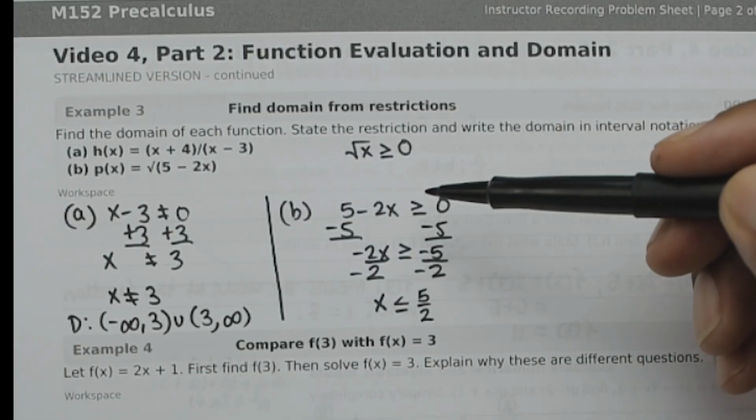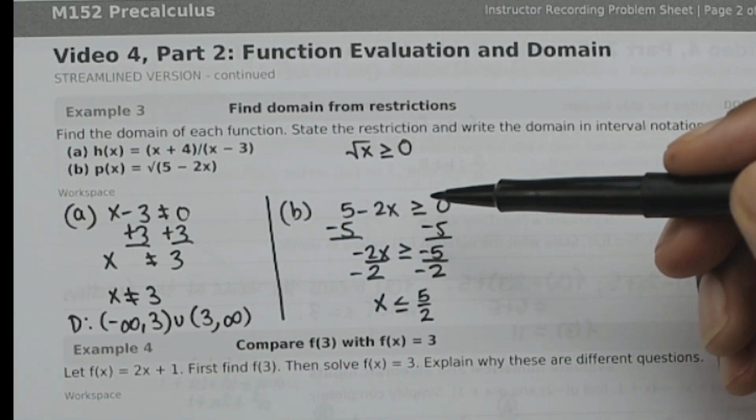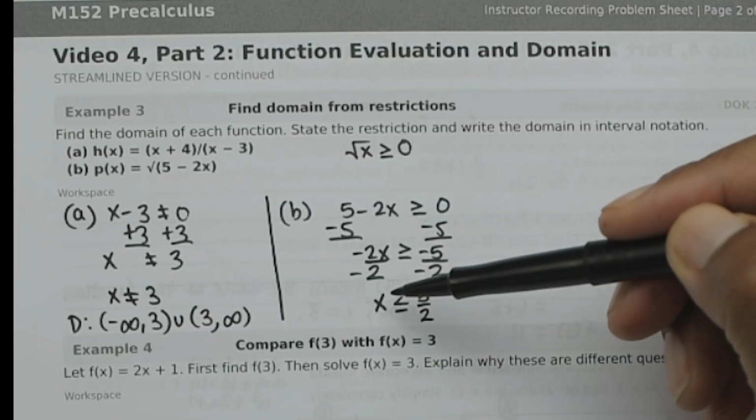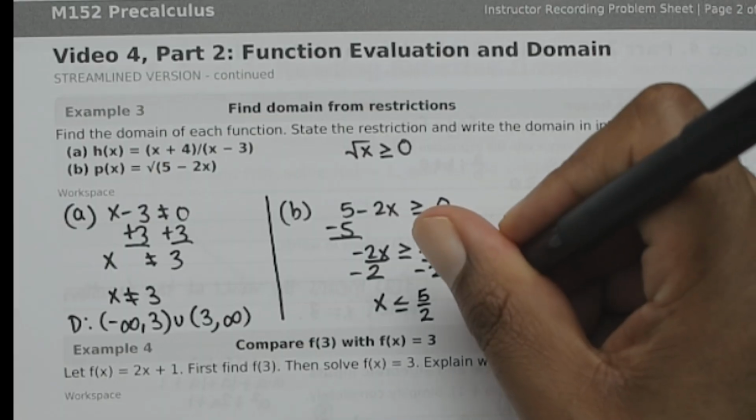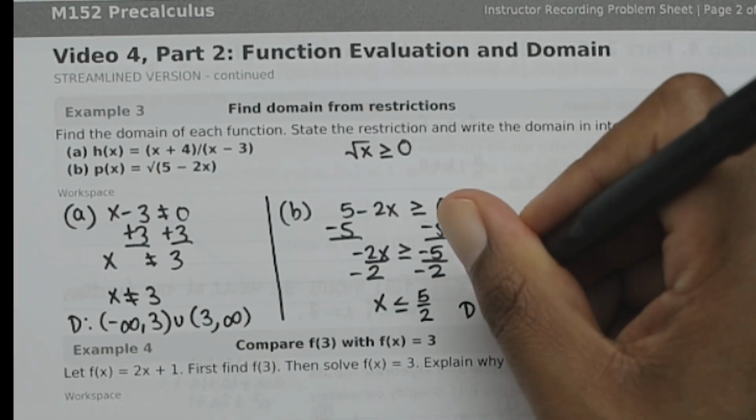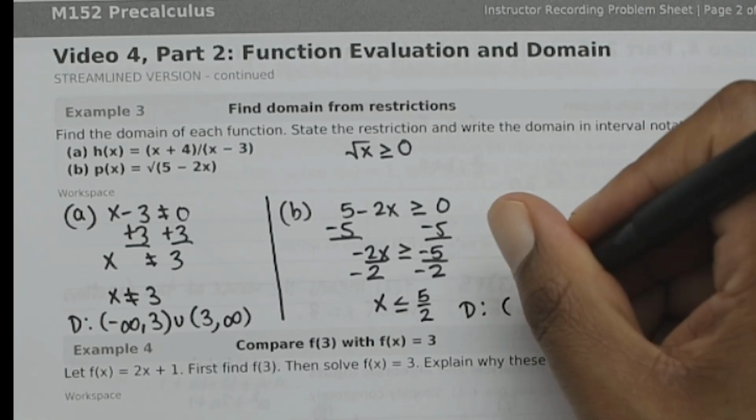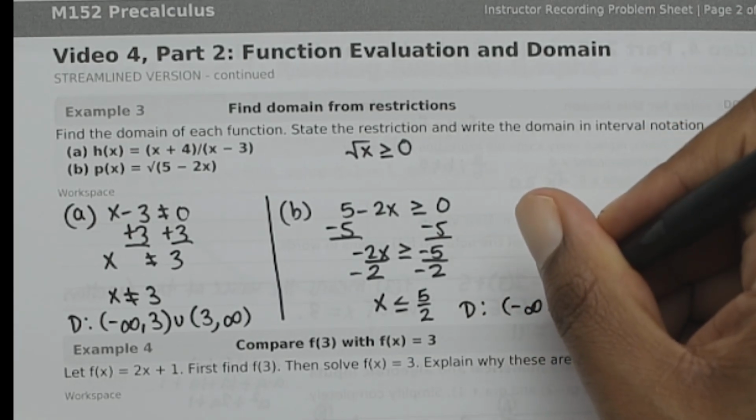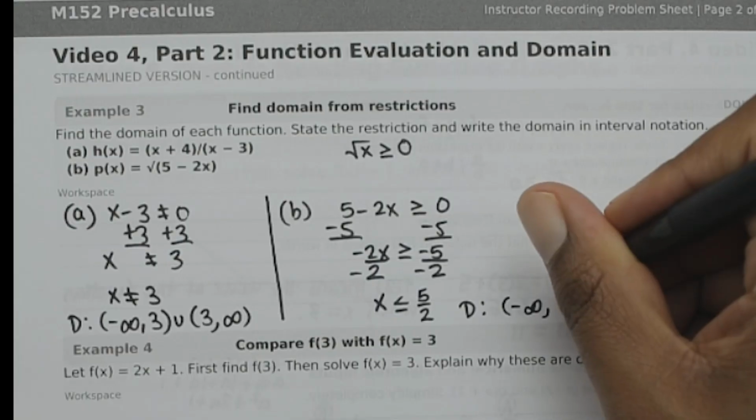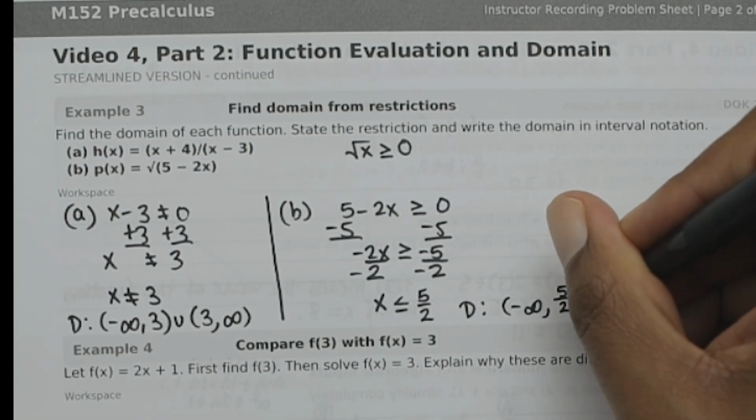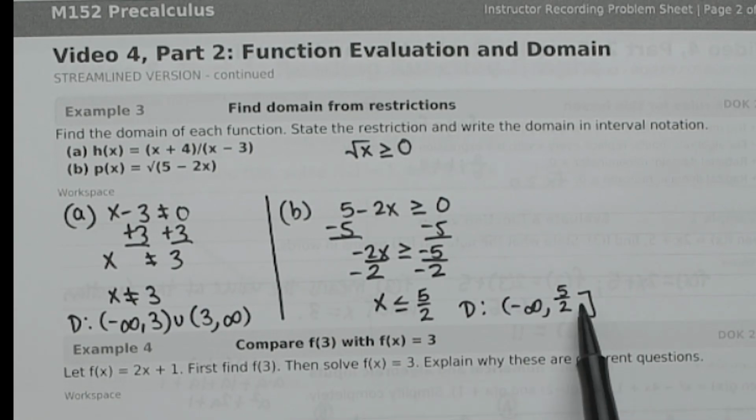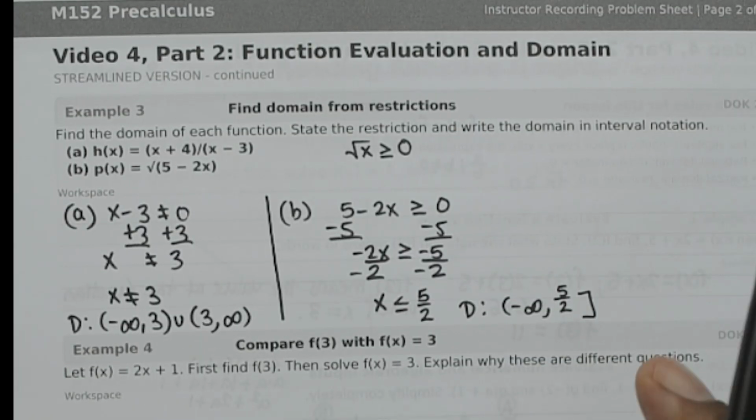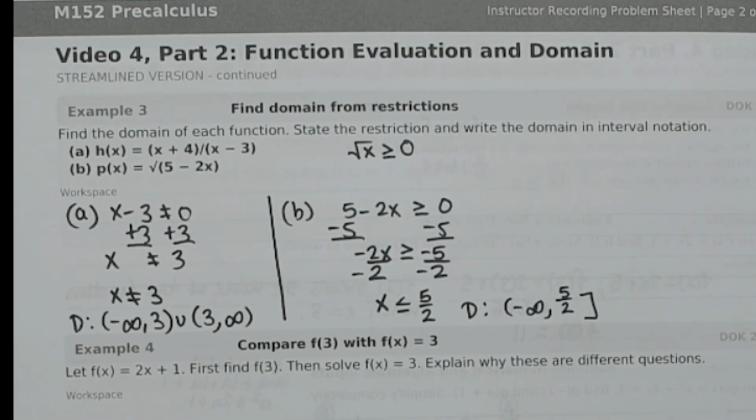So the domain is all real numbers that are less than or equal to 5/2. The way we would write the domain in this case is negative infinity, comma, 5/2 with a bracket, because again, all the x's must be less than or equal to 5/2. 5/2 is the cap. This is why we use the bracket.